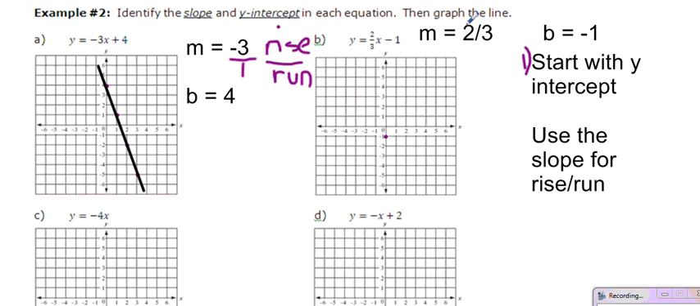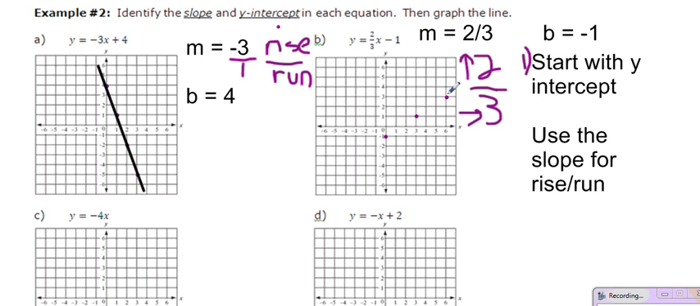Then I use my slope. It's 2 over 3. So I rise 2, I run 3. Since my rise is positive, I'm going up. Since my run is positive, I'm going to the right. So from here, I'm going up 2 and then over 3 to the right, and that's where my next point goes. I go up 2, over 3 to the right. That's where my next point goes.